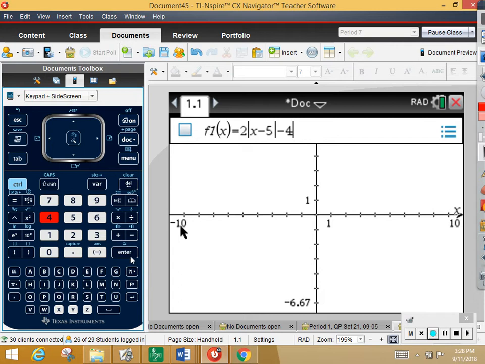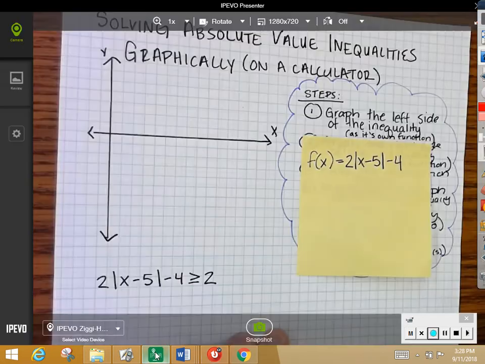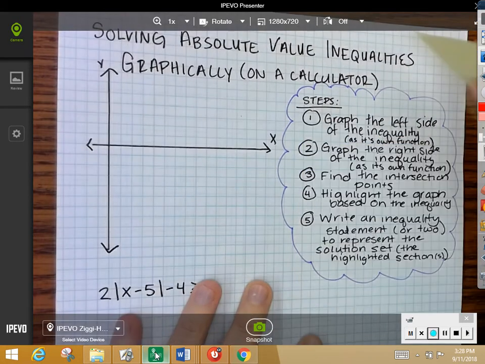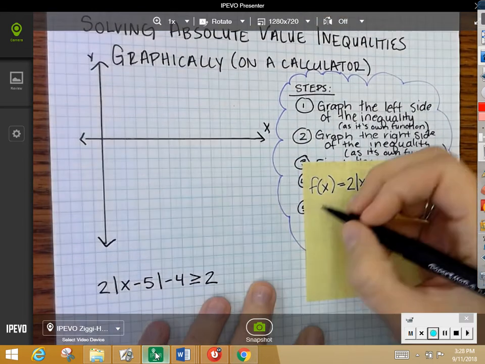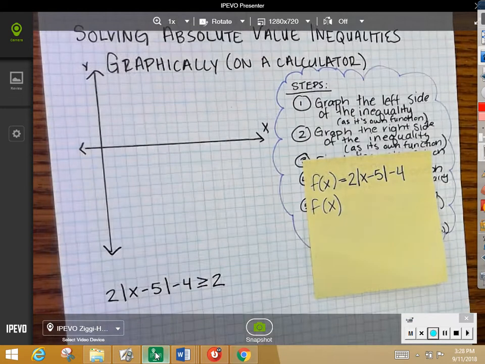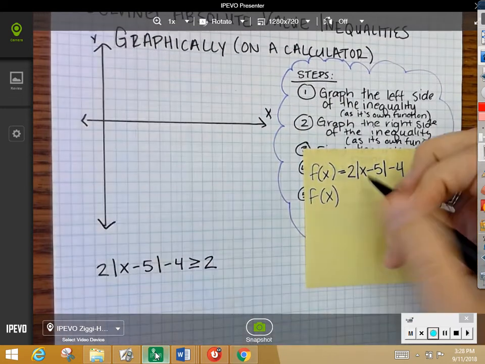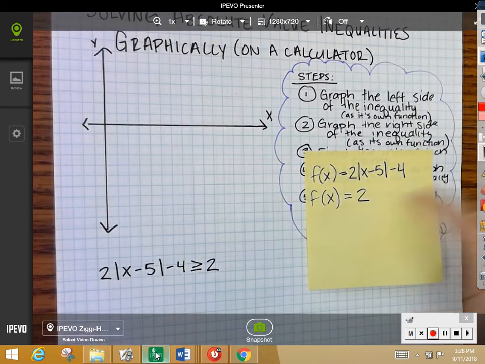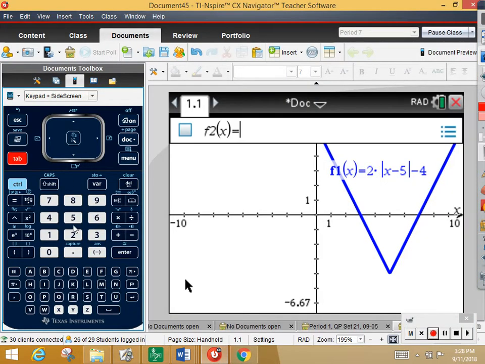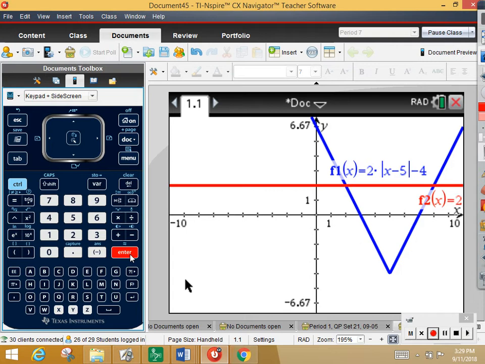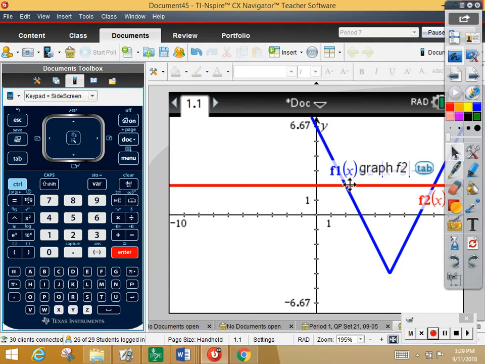And that creates our absolute value. And then what we're going to do is graph the right side of the inequality as its own function. So that would be f of x equals. Now the right side is, all that's on there is 2, so equals 2. And that's all we're going to plug in our calculator. So press tab and 2 and enter, and that creates this horizontal line.